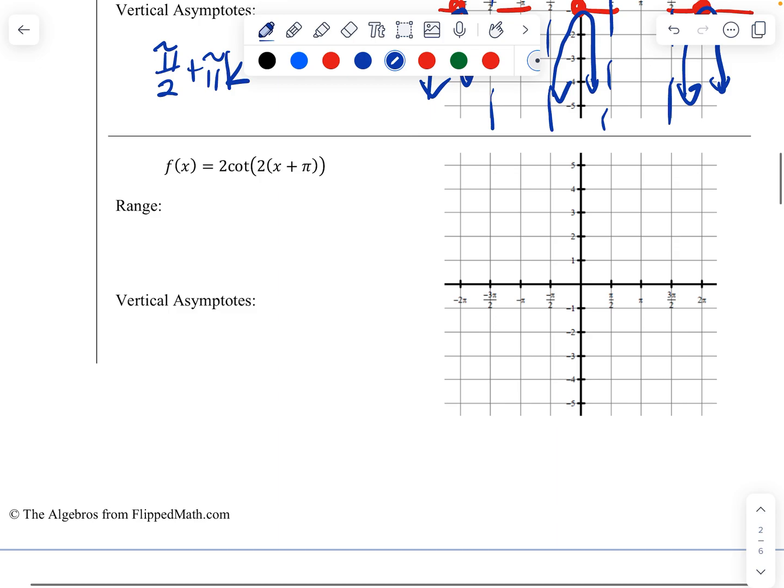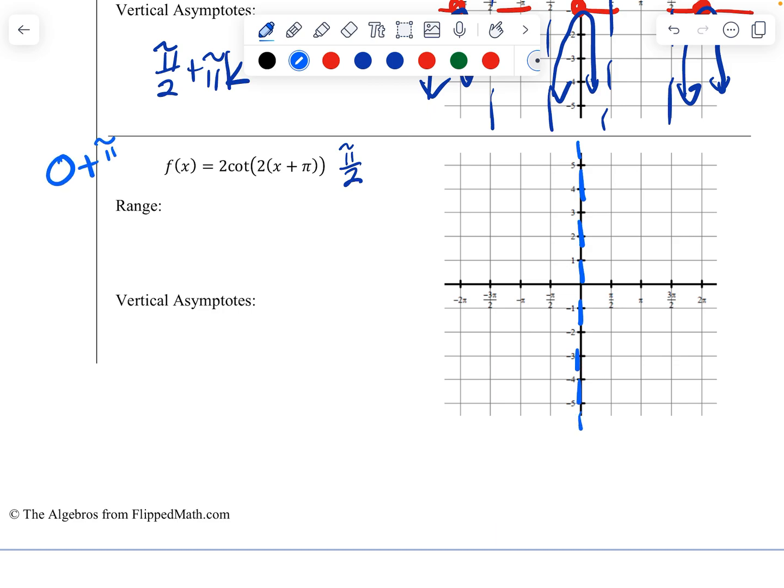So our tangent. All right. Well, let's see. What's our period here? It would be pi over 2. Okay. So this one, right? So it starts at pi, because our verticals would be 0 plus our period, pi over 2. So there's a ton of verticals on this one.